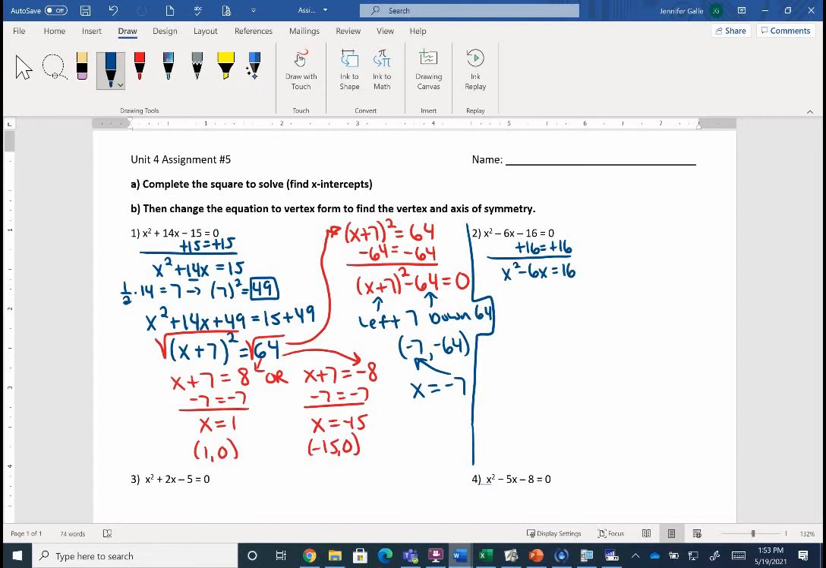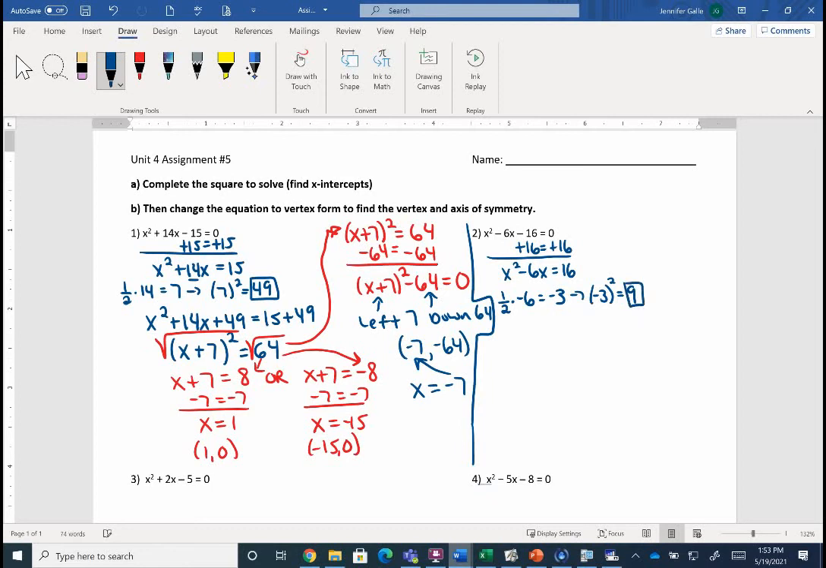Now we start our process. We need to do half of b. We have to be careful though. b in this case is a negative 6. So we get negative 3. We take our negative 3, making sure we put parentheses around it, and we square it. Negative 3 squared should give us 9.